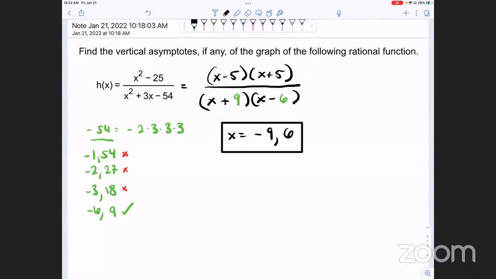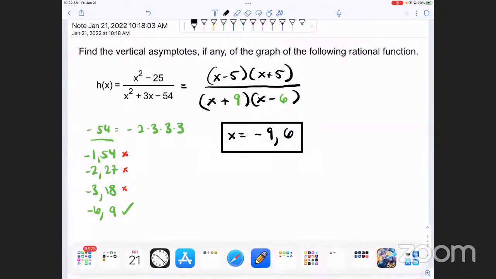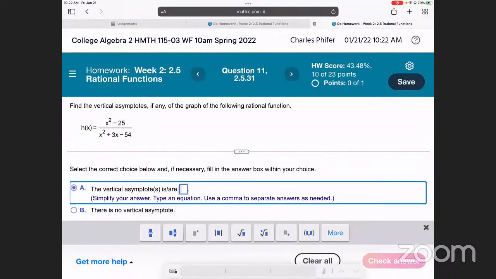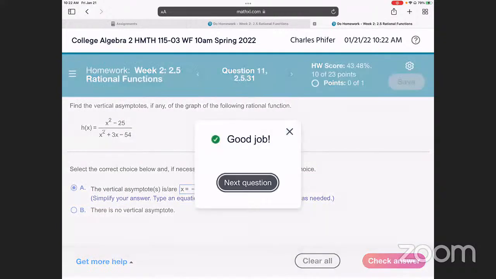Okay. And let's hop back over to Pearson. Simplify, type in equation, use comma, separate as needed. So we got -9 and 6, so then x equals -9, comma, x equals 6. Okay, hit enter.